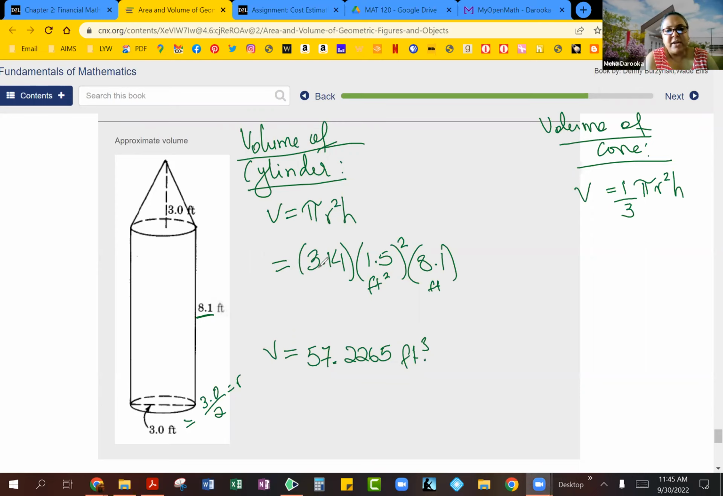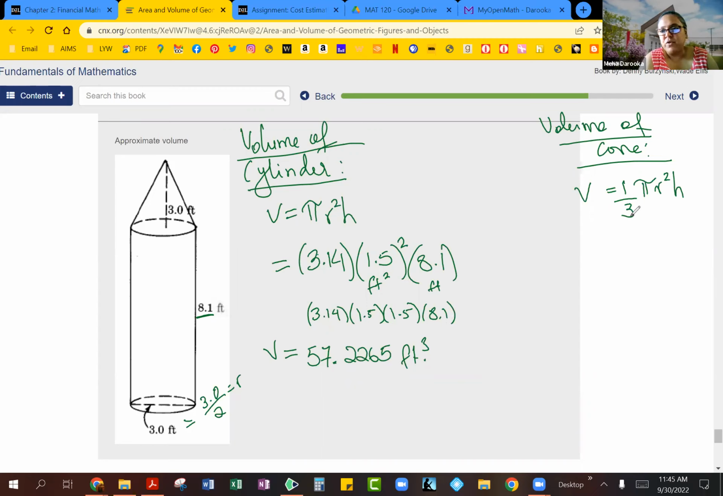Okay, so Sarah, you are taking 3.14, and then you're taking 1.5 to the second power. So that actually comes out to be 3.14, and then you take 1.5, but you write it out twice, and 8.1. So you're multiplying all 4 of these numbers together, and that should end up giving you the 57.2265. Oh, you didn't square the 1.5. Okay, got it.